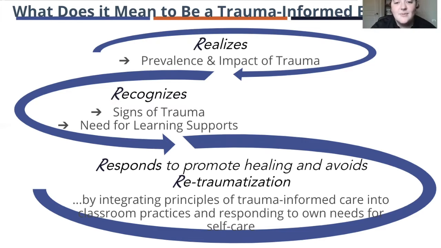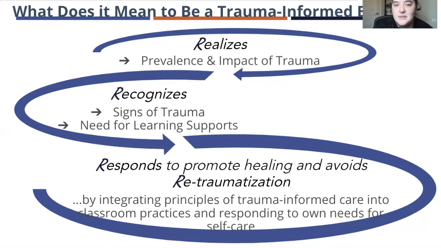The second one is recognizes. So trauma-informed organizations incorporate ways to recognize the signs of trauma and the need for learning or behavioral supports. So today we're going to talk about some of the neurobiological impacts of trauma, and it will become clear that some students need learning supports. Again, not every child experiences trauma, and even if they have, not everyone is impacted in the same way. But the types of learning and behavioral supports that we'll talk about today are good for all students.